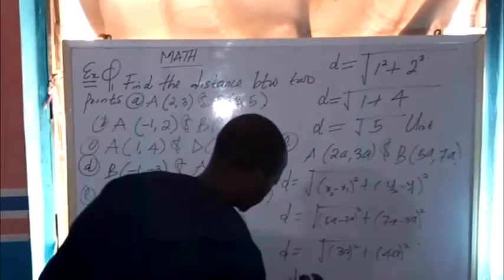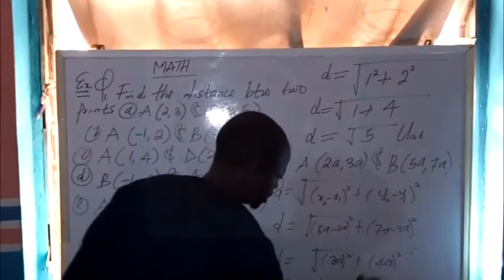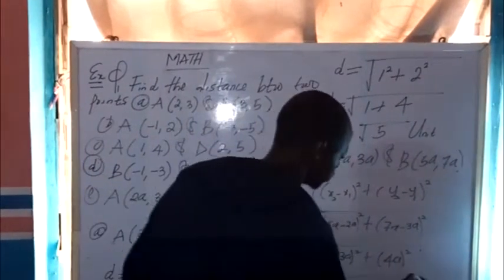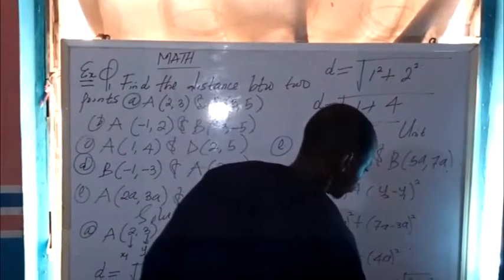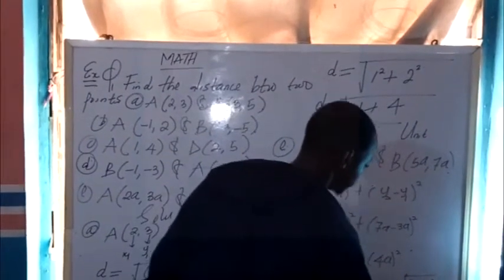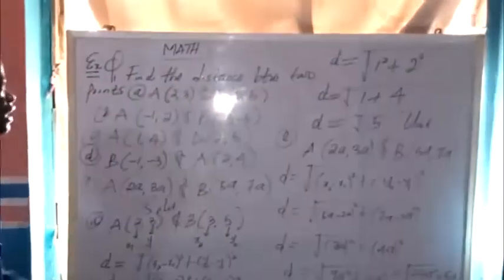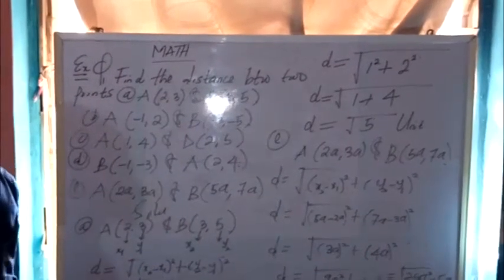On squaring, we are going to have 3 squared is 9a squared plus 4 squared is 16a squared. So 9 plus 16 will give you what? The square root of 25a squared. And the square root of 25a squared is what? 5a, where a is arbitrarily chosen. So the distance between the points is 5a. As you can see, we have been able to determine the distance between 2 points. We are moving to the division of a line in the ratio m to n.